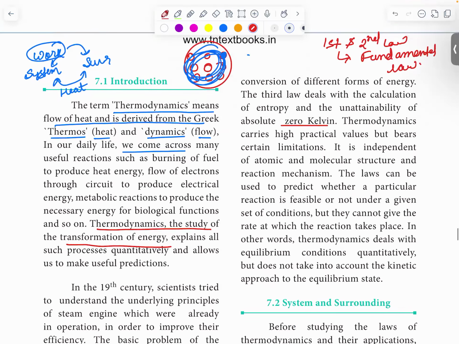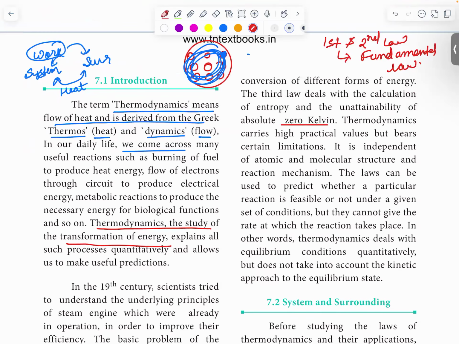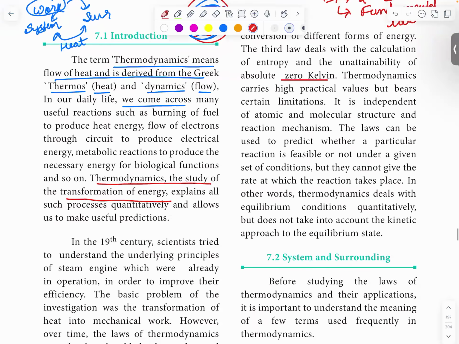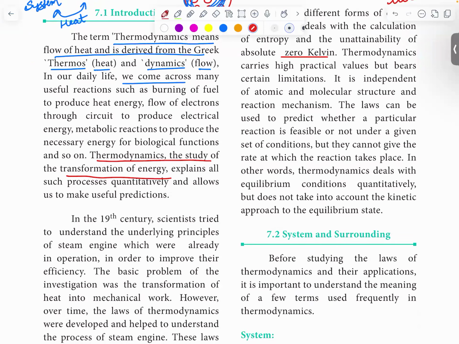So this is the overall introduction. What is thermodynamics? Thermodynamics is basically the transformation of one form to the other form. It is basically the interaction of system and surrounding in terms of heat and work. And the whole thermodynamics chapter is basically talking about macroscopic properties, which are the properties defined for matter in bulk, and we are not concerned that the matter is made up of atoms and molecules. We are not talking about anything at the microscopic level.